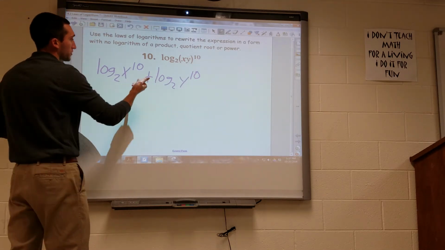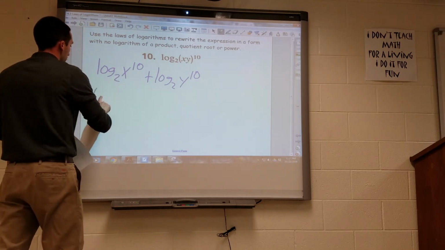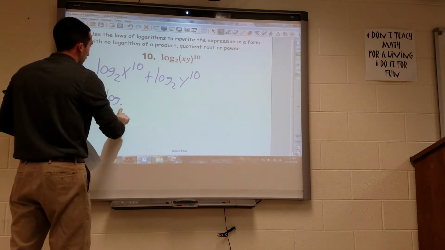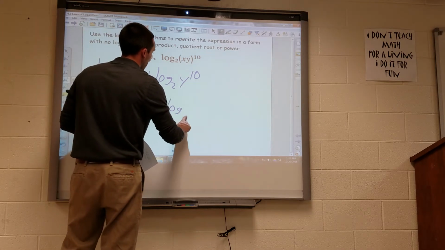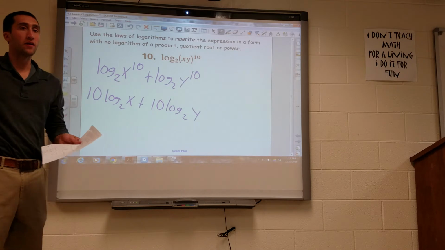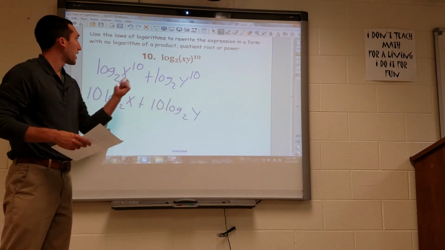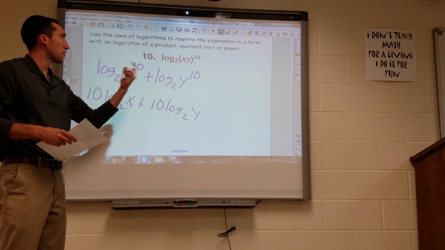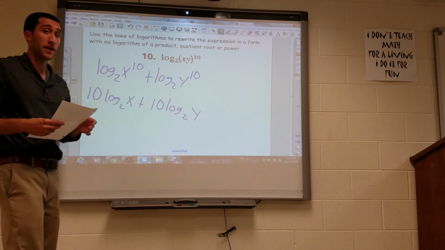And then I'm going to use the next law to bring that 10 out in front of both of them. So I'm going to use law 3. So 10 log base 2 of x plus 10 log base 2 of y. And we're done. I no longer have a logarithm of a product, a quotient. I no longer have any roots or any powers. So that's as far as I can go right now.